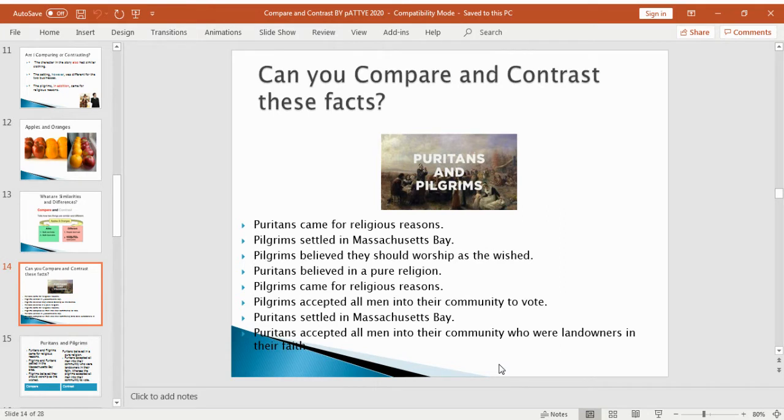It says that the Puritans came for religious reasons. The Pilgrims settled in Massachusetts Bay. The Pilgrims believed they should worship as they wished. The Puritans believed in a pure religion. Pilgrims came for religious reasons. Pilgrims accepted all men into their community to vote. Puritans settled in Massachusetts Bay, and Puritans accepted all men into their community who were landowners in their faith. Now, if I take these statements and put them into how they are alike or they are different, how would it look? Let's look at one way we can do comparing and contrasting.